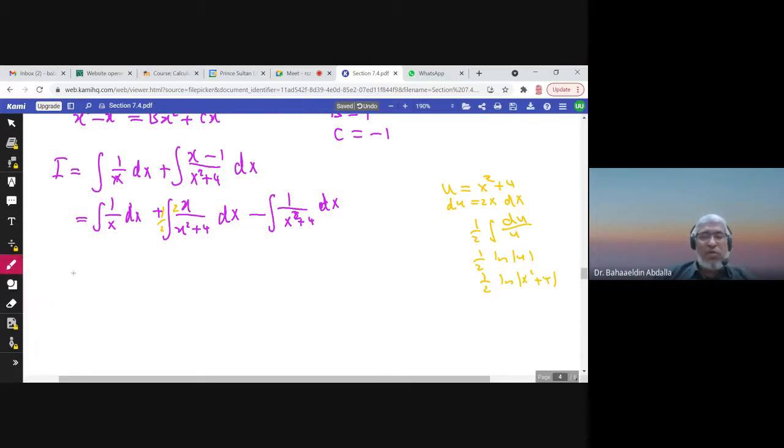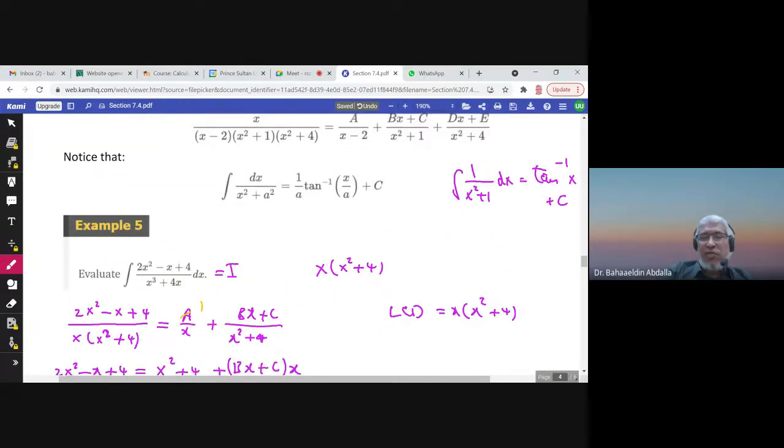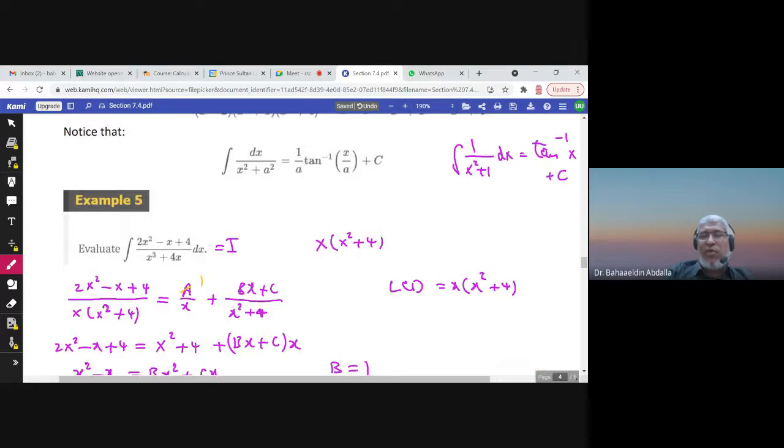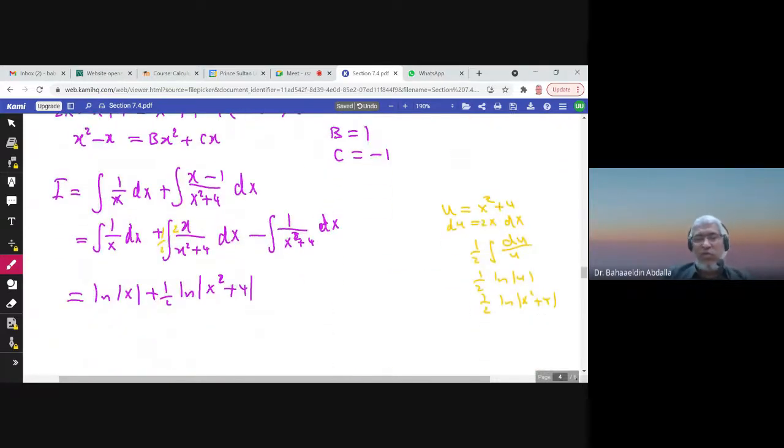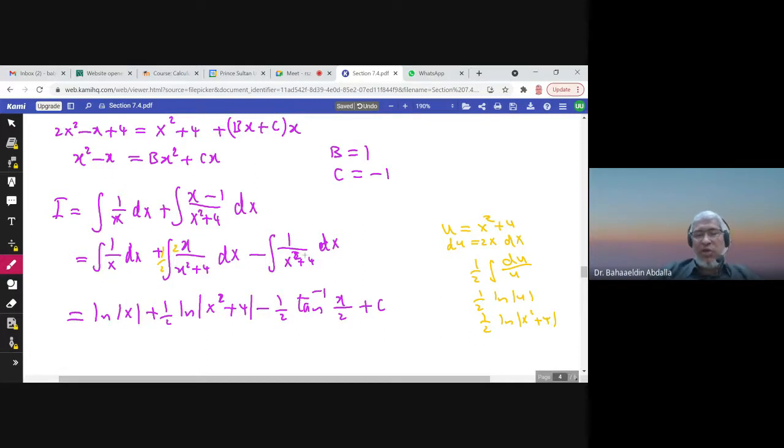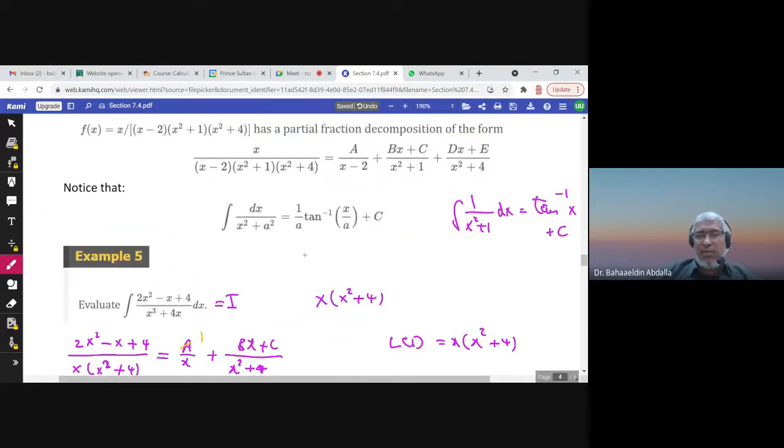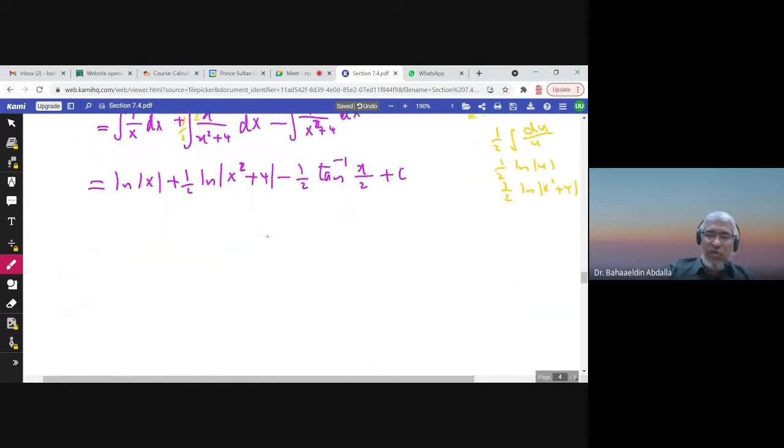So the final answer: the integral of 1 over x is ln absolute value of x, minus one half ln absolute value of x squared plus 4. And here we will use this formula for x squared plus 4. So the integral would be 1 over 2 tan inverse x over 2. So negative half tan inverse x over 2 plus c, because 2 is the square root of 4. Okay, a is the square root of a square.